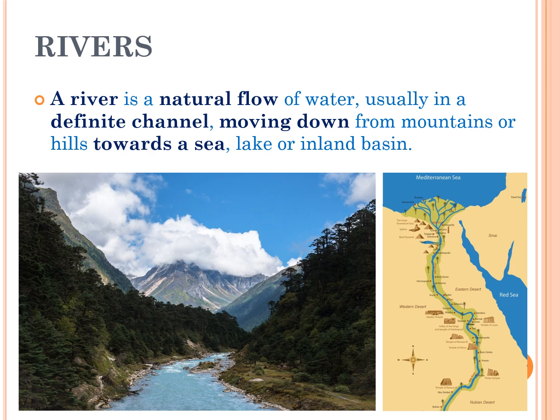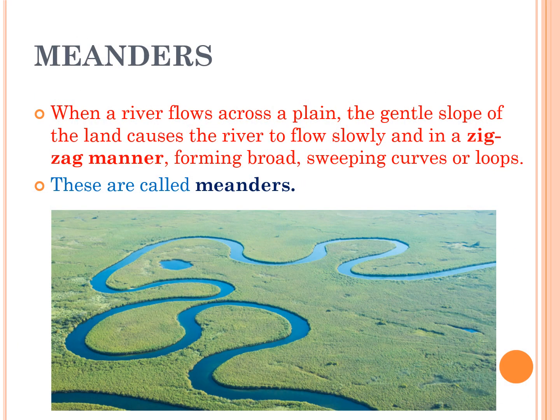Can you tell which state of India has the most number of rivers flowing through it? Have you ever wondered why rivers don't flow straight? When a river flows across a plain, the gentle slope of the land causes the river to flow slowly and in a zigzag manner, forming broad, sweeping curves or loops. Such curves and loops are called meanders.